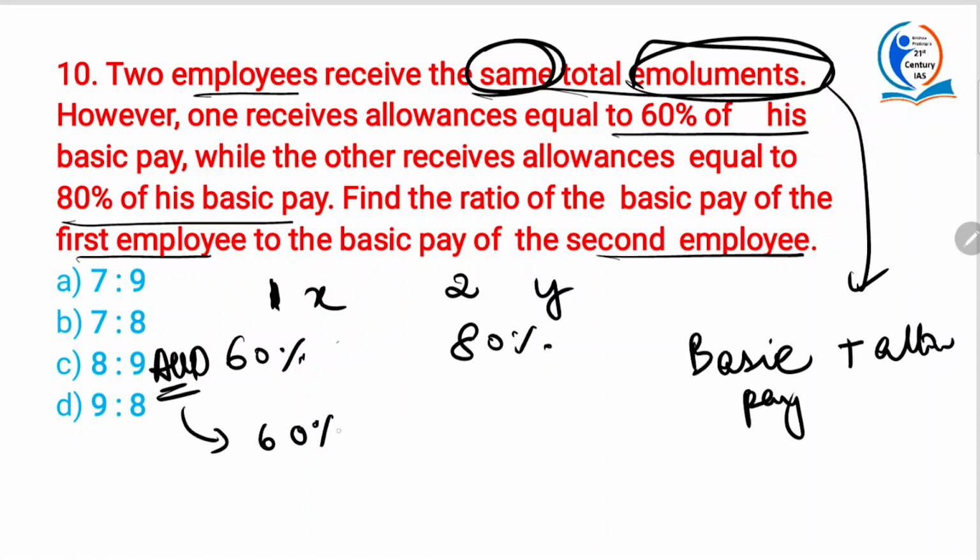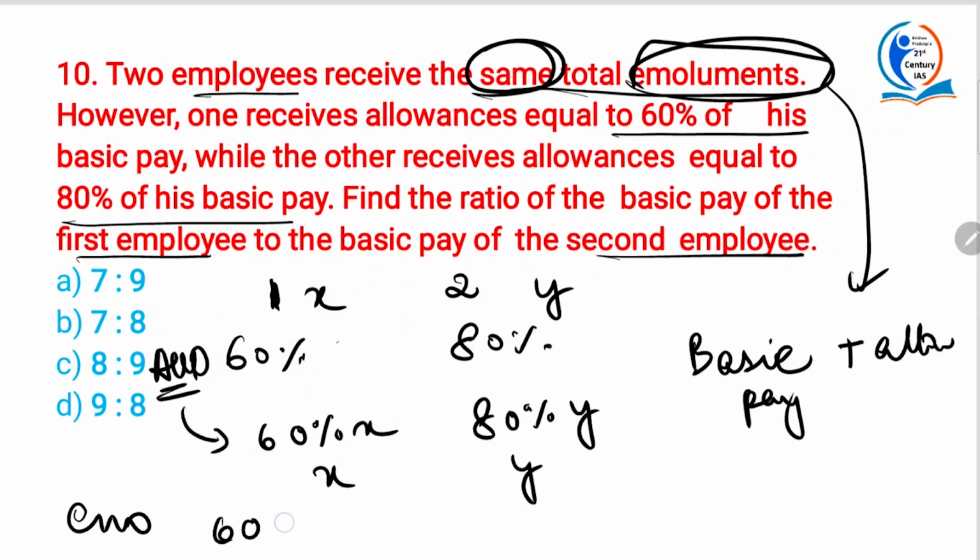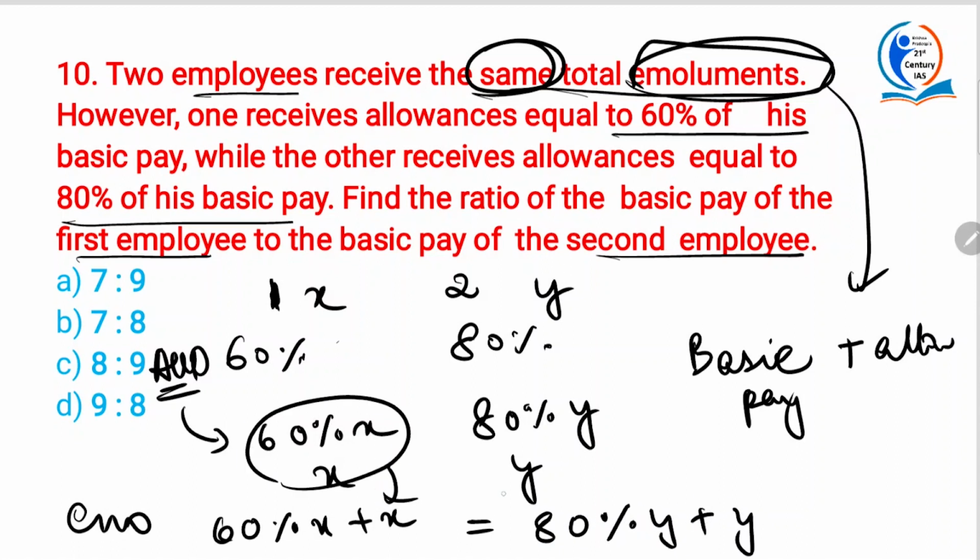It is 60% of X, 80% of Y. Okay. Basic pay is X. Here the basic pay is Y. Okay. So, total emolument is how much? 60% of X plus X is equal to 80% of Y plus Y. Here the total emolument is sum of this, and these two are equal. That is what they have given. Okay. So, what will you get?